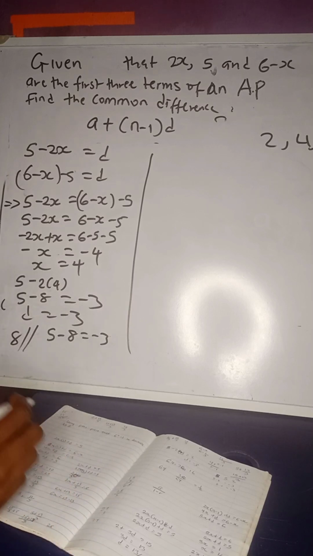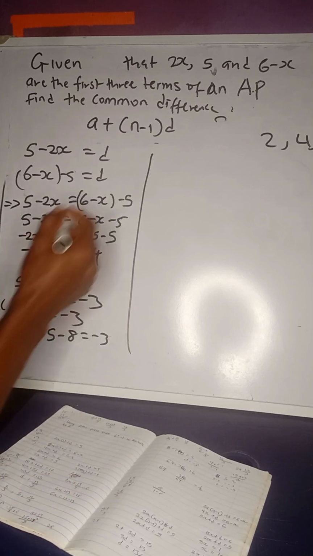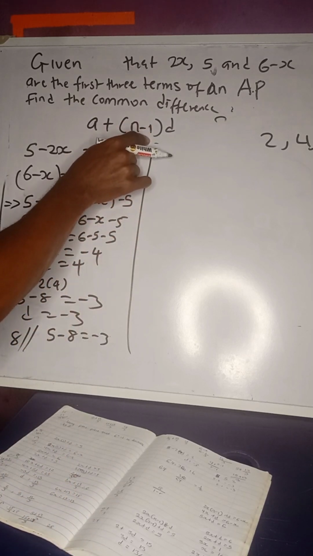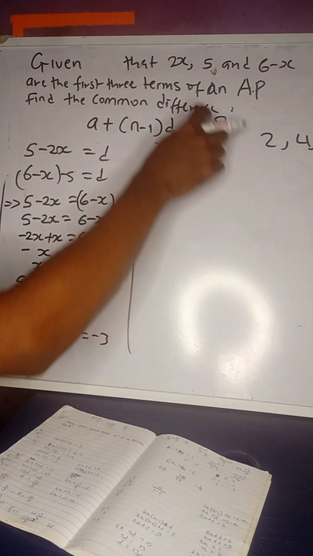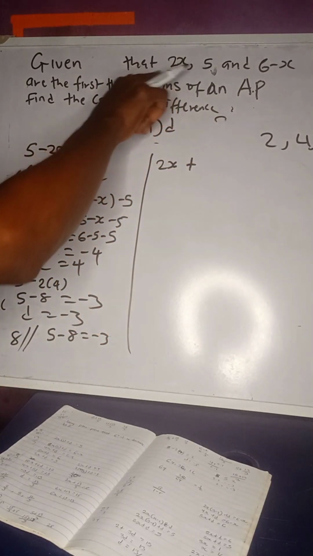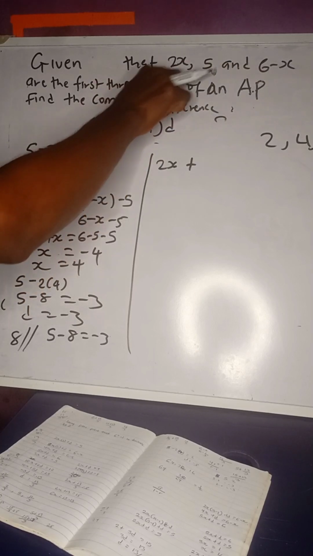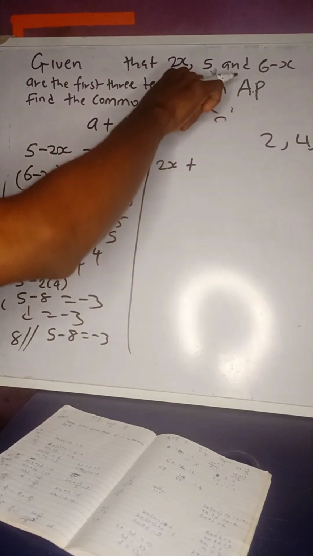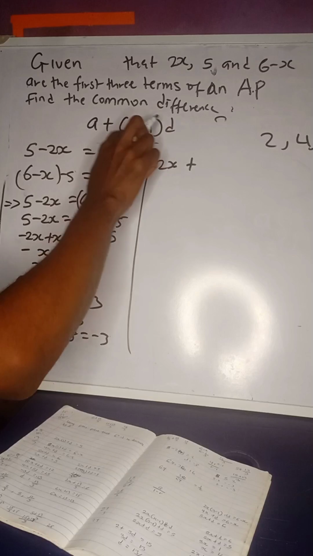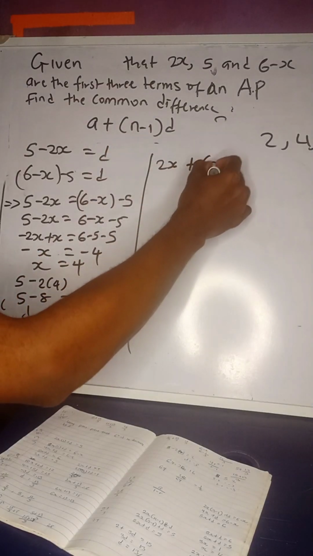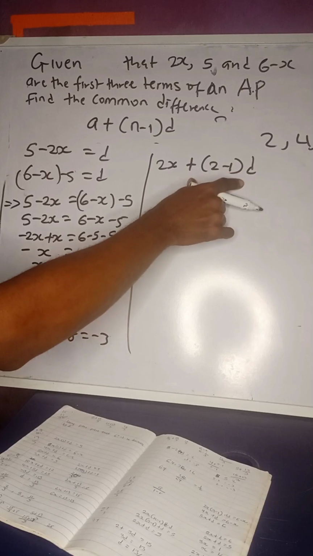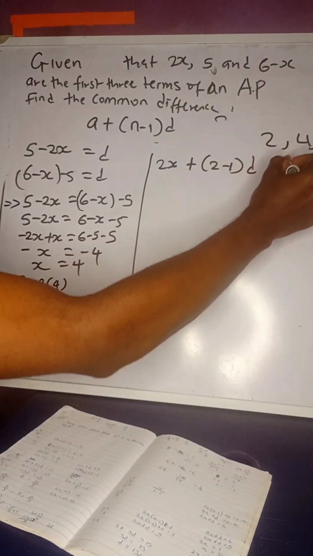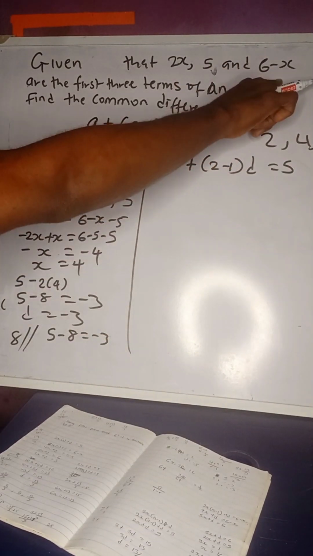The second way we can approach this, and all of them will give us the same answer, is from this formula. From this formula, our first term is 2x. Then we know that this is the second term, because they say the first 3 terms. This is the first term, second term, and the third term. So here, this is the second term. Our n is 2 here, so it should be 2 minus 1. We don't know what our d is, but when we do this, it is going to give us 5 here. So this is the third term.